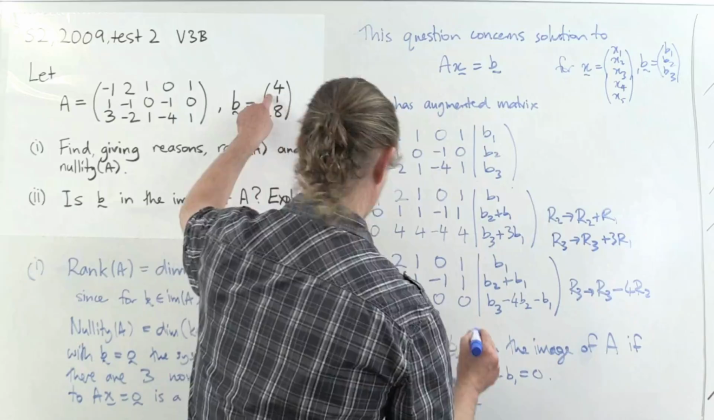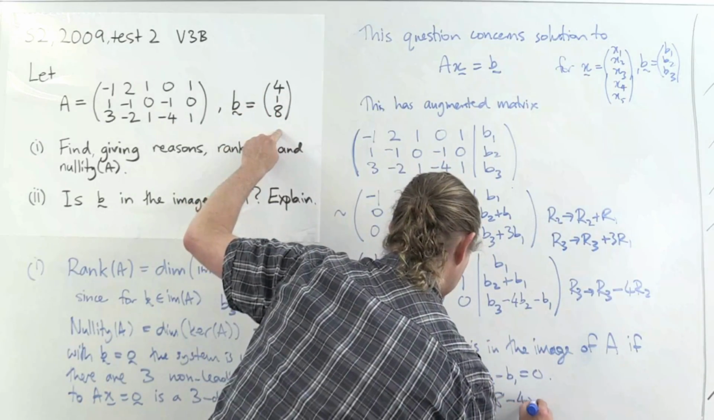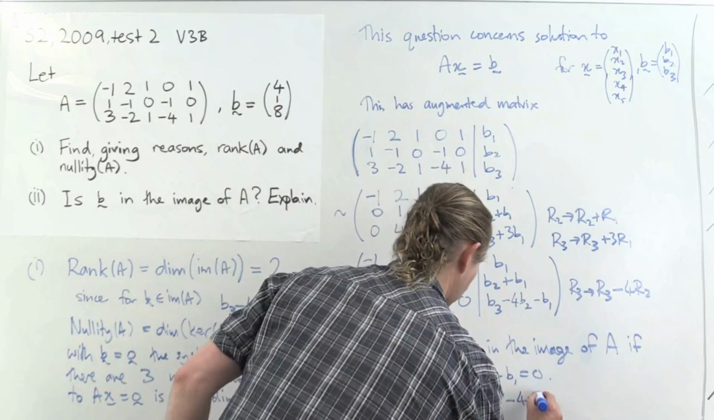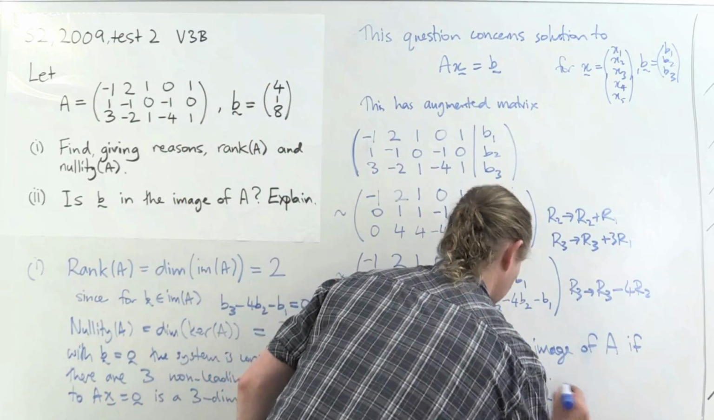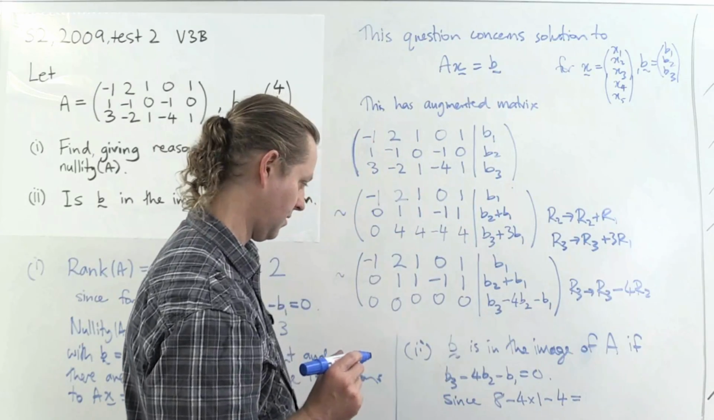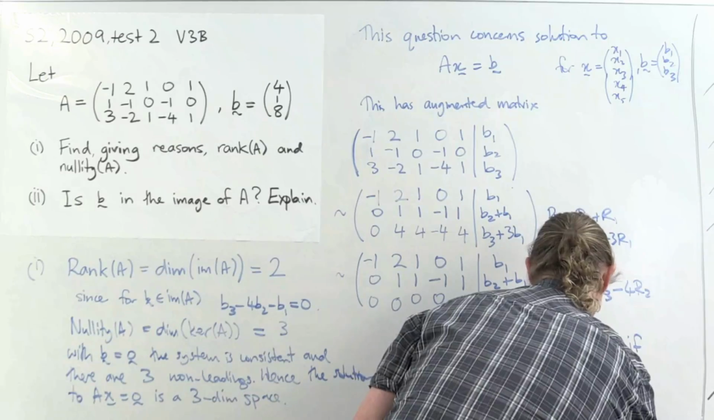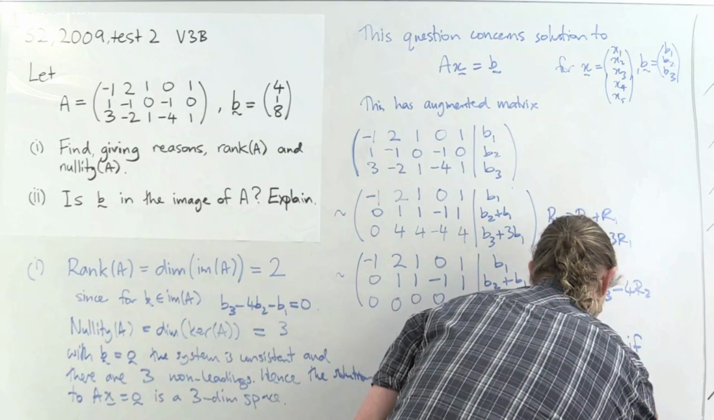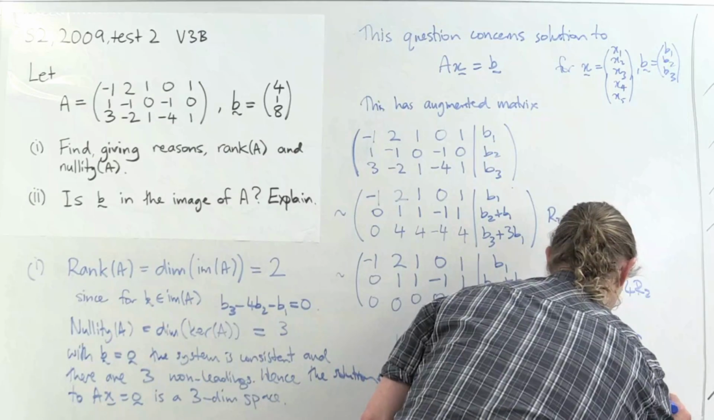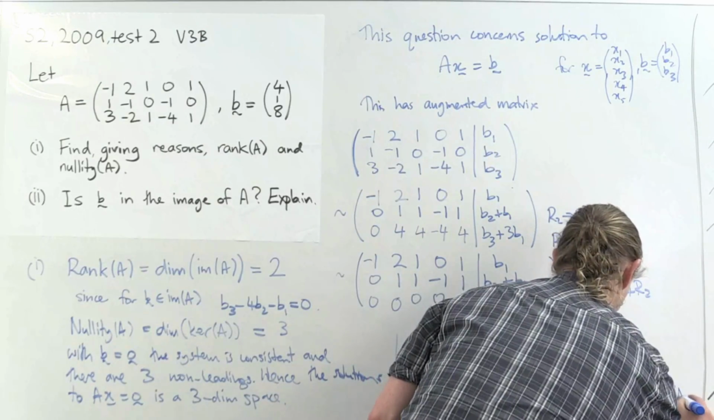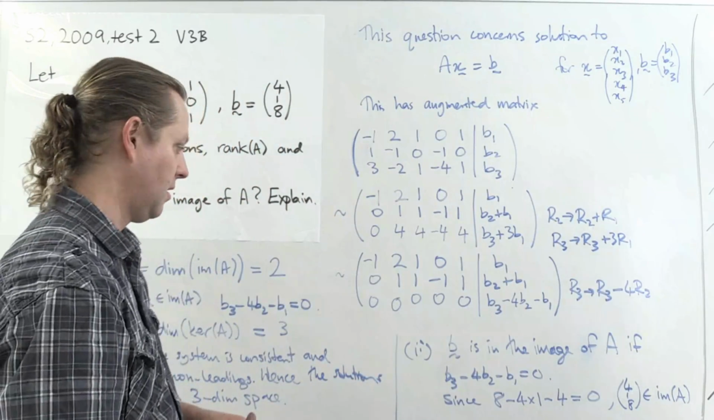Since there's B3, 8, minus 4 times B2, which is 1, minus B1, which is 4. I'm hoping this is 0, is it? 8 minus 4 minus 4, good. Since that equals 0, let's just say 4, 1, 8 is in the image of A. It's an element of the image of A, that'll do. Okay, so that's I think the answer.